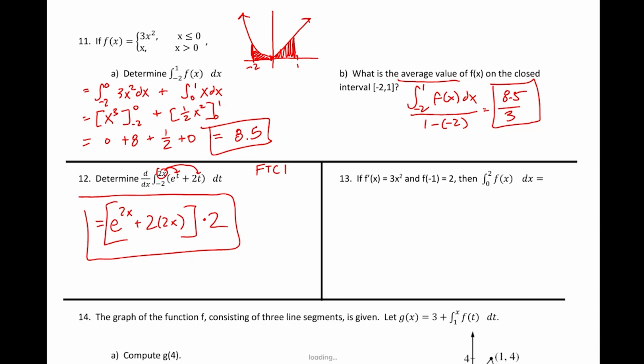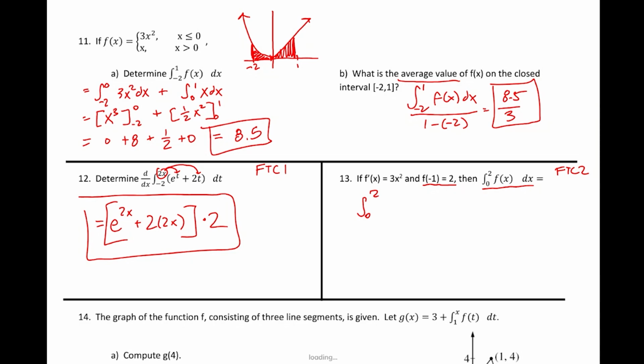13 says f prime is 3x squared and f of -1 is 2. Then what is the integral of f of x from 2 to 0? Okay, so I guess we're going to have to set up a fundamental theorem here, but we're going to have to do a little work to fill in some of the pieces. Okay, so the fundamental theorem says that the integral from 0 to 2 of f of x.